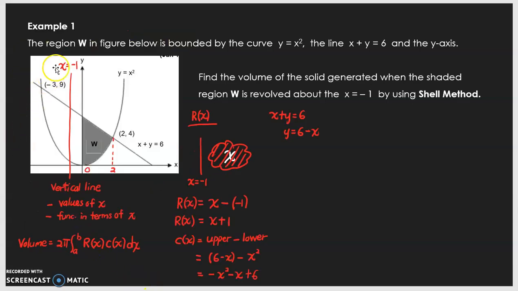So remember, for shell method, we will refer to the line of revolution. If the line is a vertical line, then we are using the value of x and function in terms of x. In the next example, we will look at when the line of revolution is a horizontal line. So for a horizontal line, we're going to use the value of y and function in terms of y.